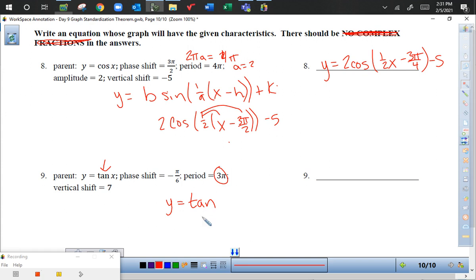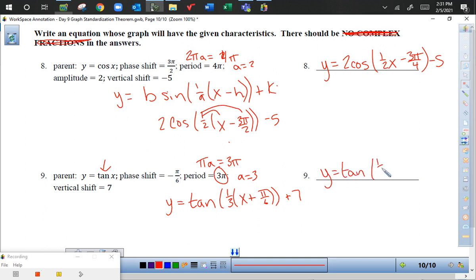This tells us there has to be an a value. But what's different is for the period of tangent, we're not setting 2 pi a, we're just setting pi a. So that means a is 3, and we're going to put a 1/3 inside here. Again, we're writing it with extra parentheses to start out with. Using the number they gave, subtracting a negative is plus pi over 6. And then on the end it says vertical shift is plus 7. Last step, just distribute that through and write your answer on the line.